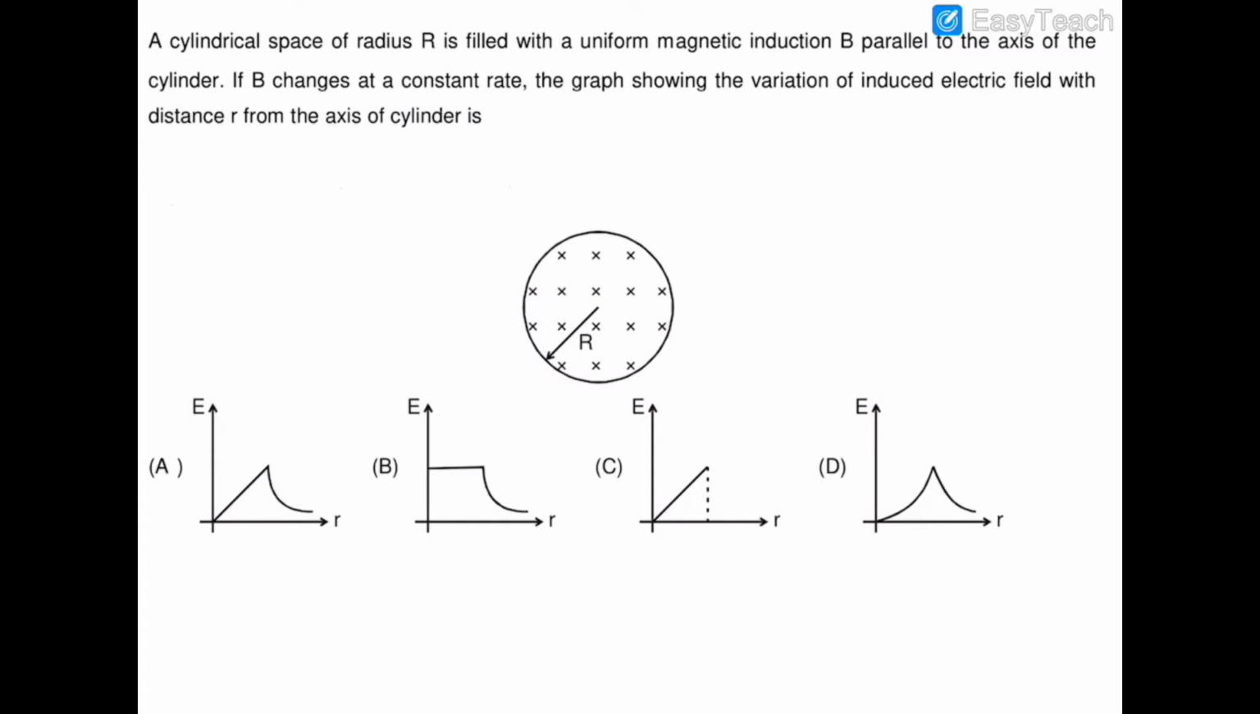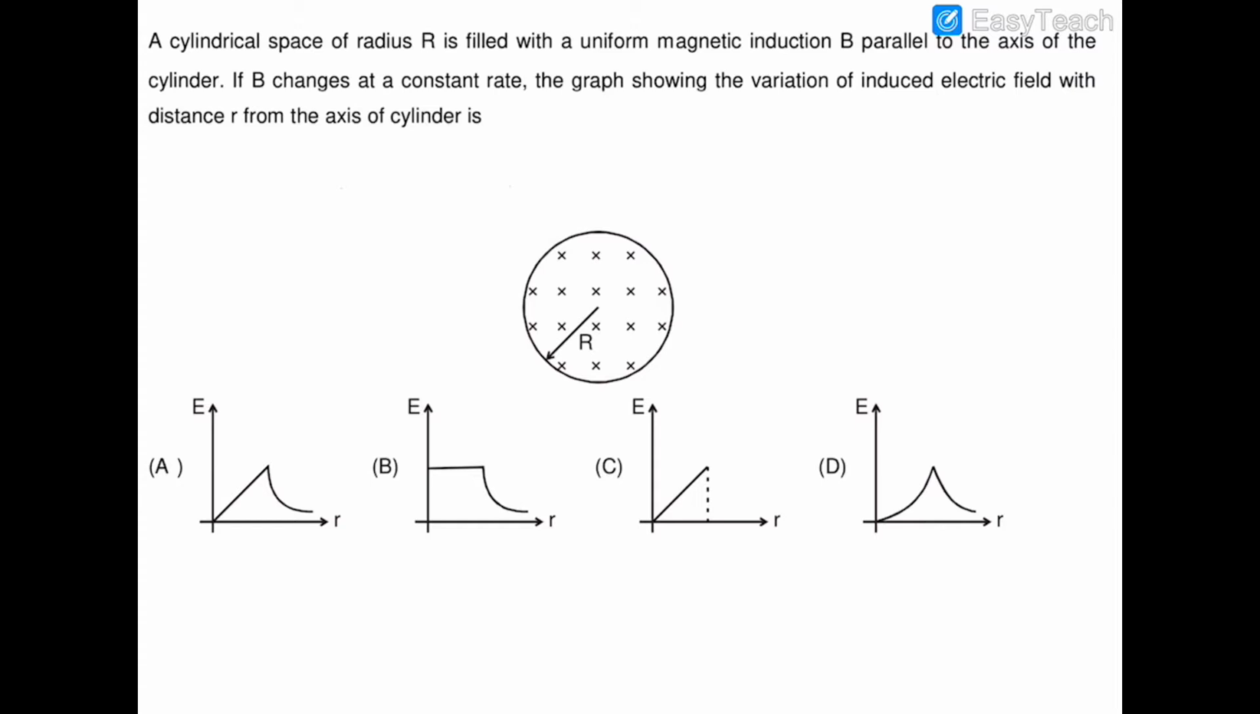In this question, there is a cylindrical space of radius R and a magnetic field of magnitude B is associated with that cylinder. The direction of that magnetic field is parallel to the axis of the cylinder, and this magnetic field is changing at a constant rate. So we have to plot the magnitude of the induced electric field with the distance from the center r, and we have to choose the correct option.